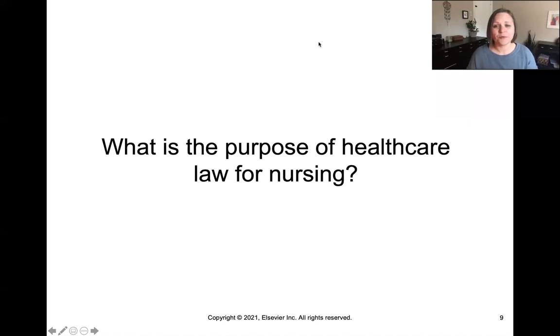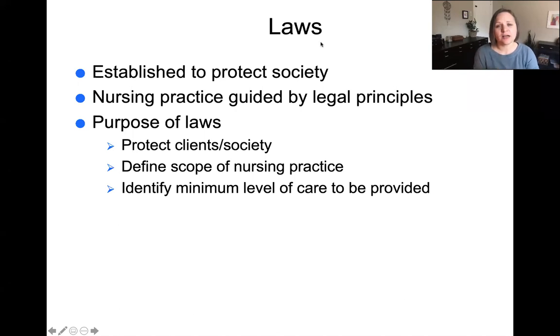So what's the point? What's the purpose of healthcare law for nursing? So listen, healthcare laws are meant to protect society. They give us a standard, they give us something to be held to, and a consequence if we don't. Nursing practice is guided then by legal principles, and the purpose of the law is to protect both patients and society as a whole, help give us a definition for the scope of nursing practice, which is done at the state level by the State Board of Nursing, and identifies a minimum standard of the level of care that needs to be provided. Make sure you understand what this slide says. This part's really key for what we do.